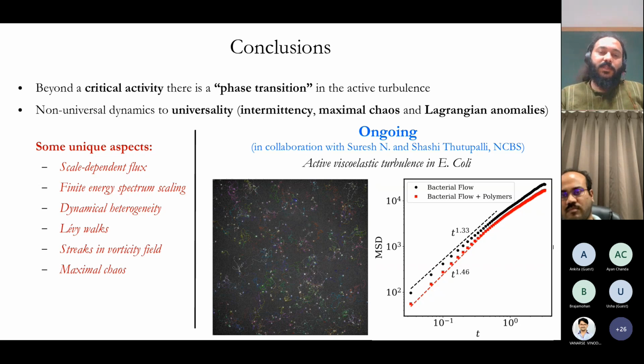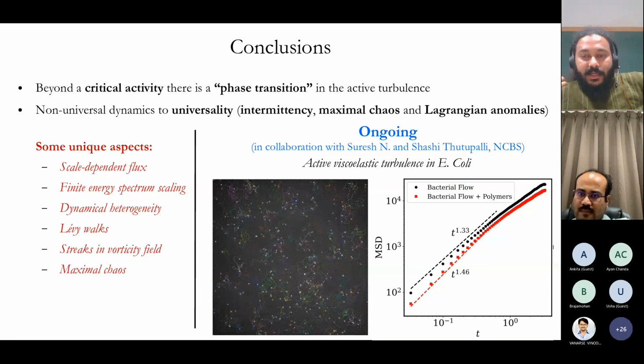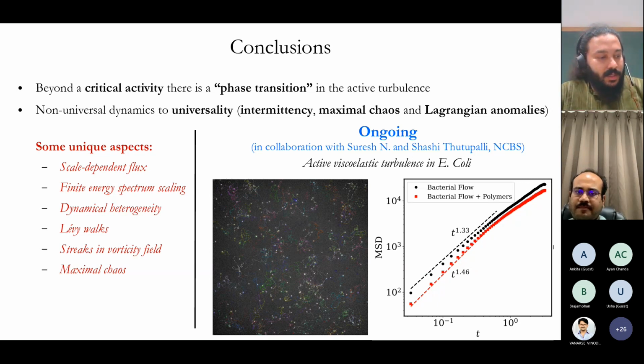And what these polymers do is they change the energetic interactions. They can interact with different length scales of the flow. And we are interested in seeing whether we can control these flows using polymers. So for instance, we are able to tune this anomalous exponent that we saw for diffusion. So this is work in progress.